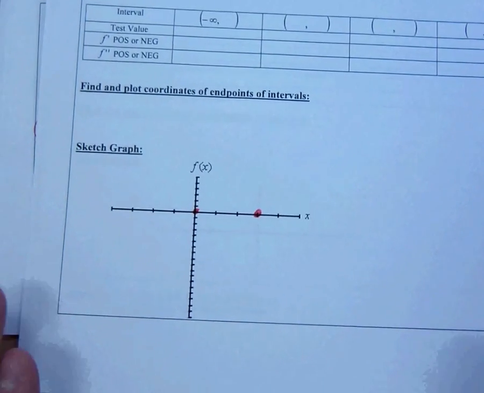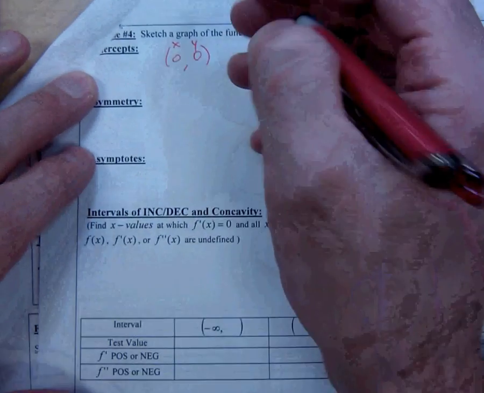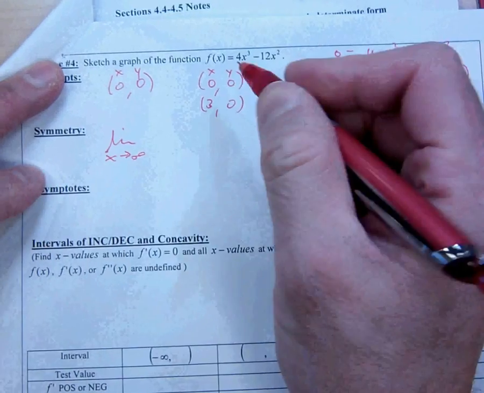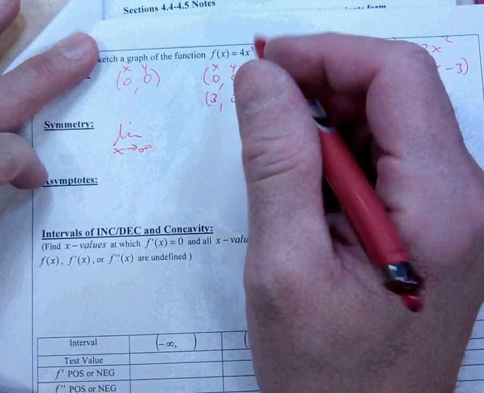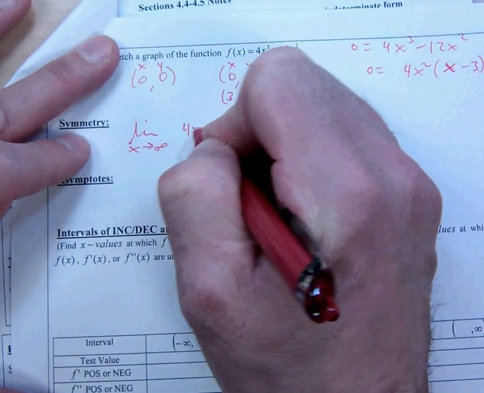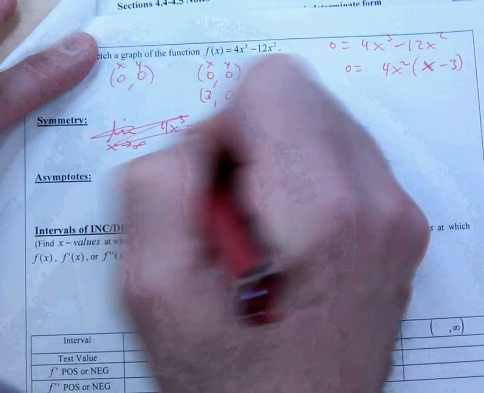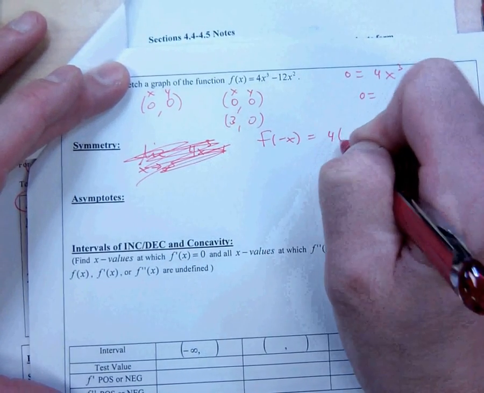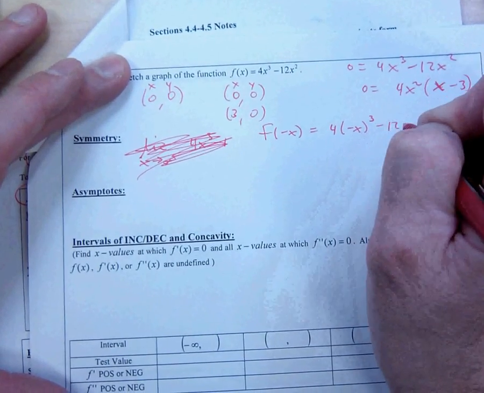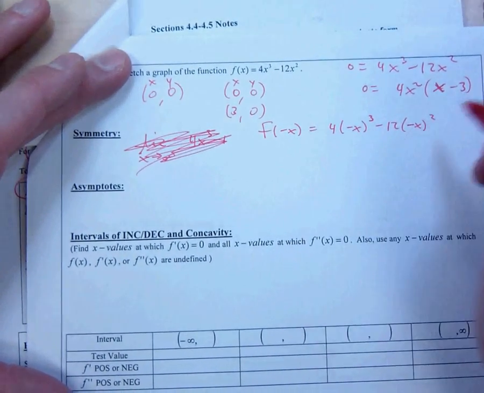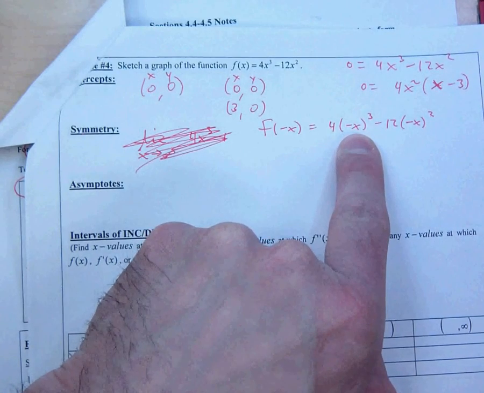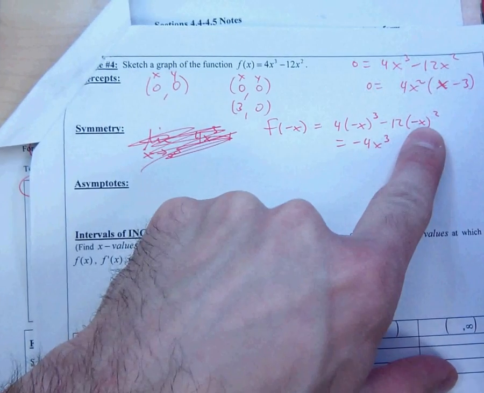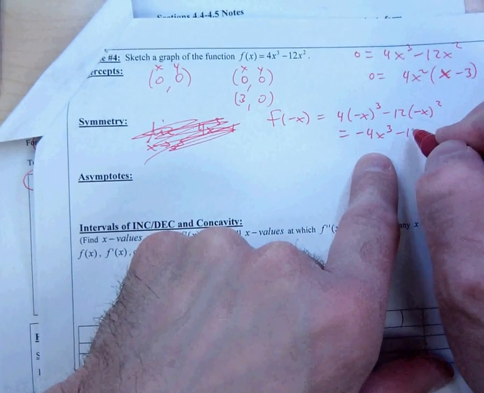Yes? Okay. Let's test for symmetry. So I take the limit as x goes to infinity. No, I'm sorry, I'm doing asymptotes. To find symmetry, you replace x with negative x. Sorry about that, guys. Play around with it and see what it turns into. Ready? When I cube a negative, doesn't that stay negative? So don't you get negative 4x cubed? And when I square a negative, it turns positive, so I still end up with a minus 12x squared.